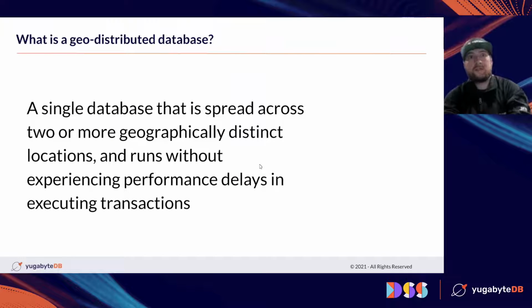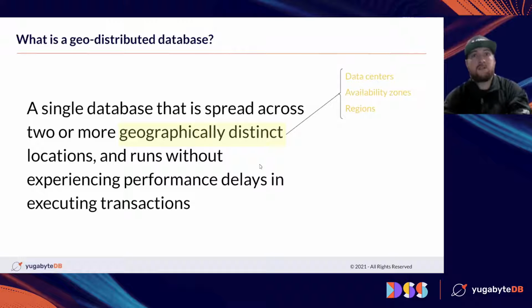So what is a distributed database? In layman's terms, it's a single database that is spread across two or more geographically distinct locations and runs without experiencing performance delays in executing transactions. So let's dissect this a little bit when we talk about being across multiple regions. That can mean multiple data centers, distinct regions like AWS and GCP, which can be across multiple countries or continents. The other way we can talk about different regions is multiple clouds. So for instance, you may want to deploy across AWS, GCP, and Azure, all within the same database.